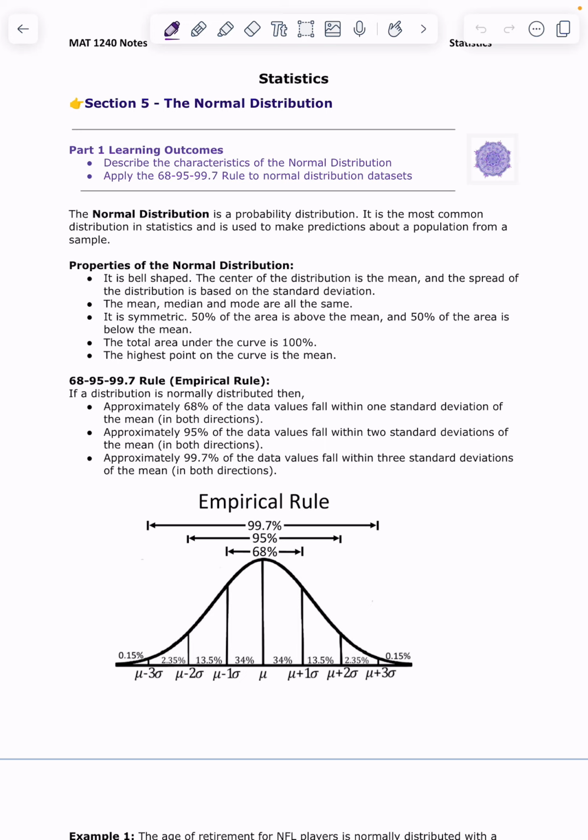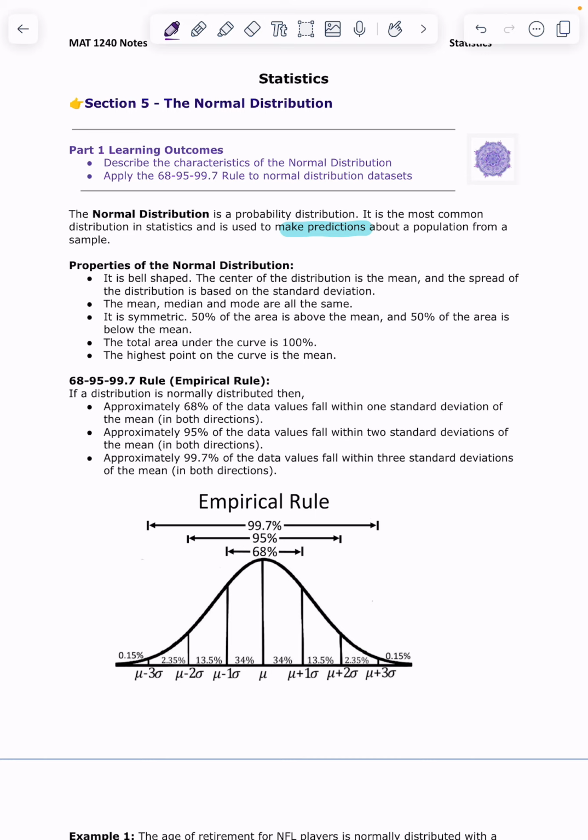The normal distribution is a probability distribution. It is the most common distribution in statistics, and it's used to make predictions about a population from a sample. So remember, inferential statistics is when we're making predictions, which we don't get into a whole lot here, but I think it is nice to study the empirical rule.